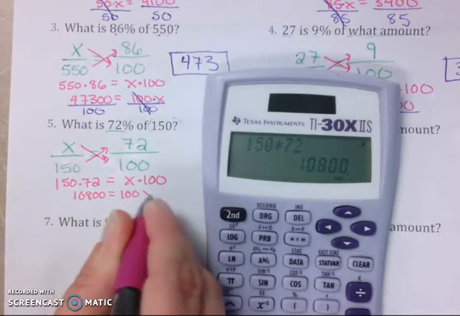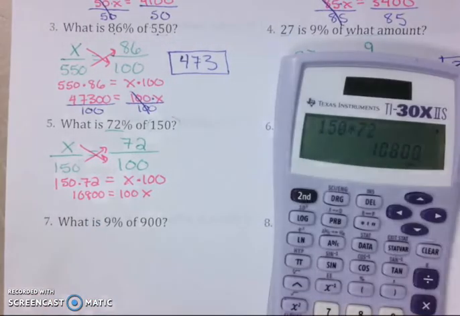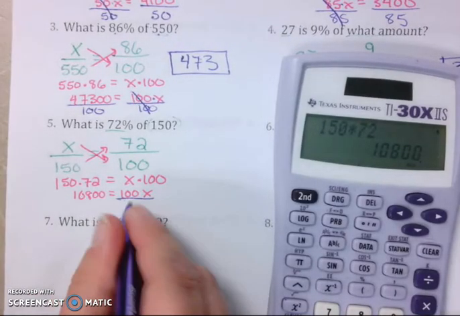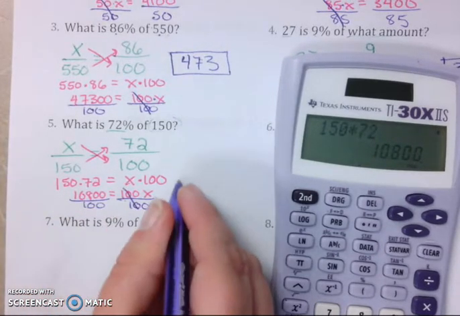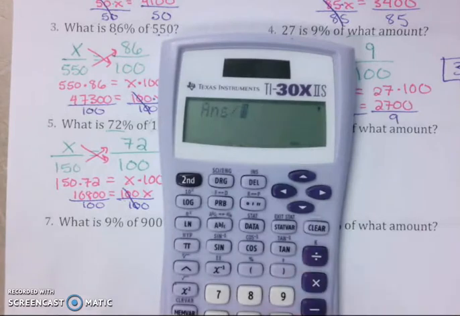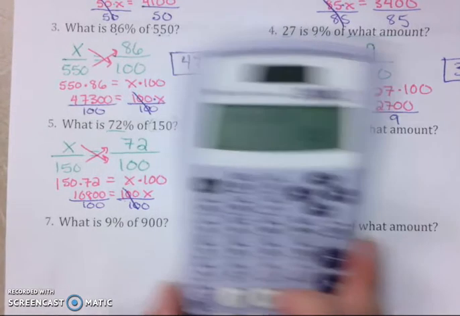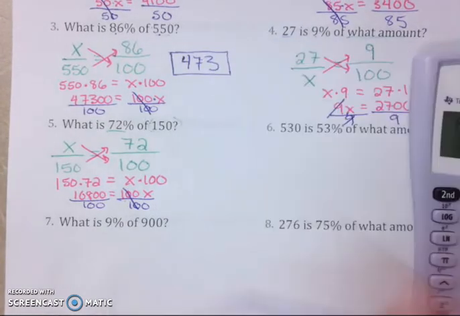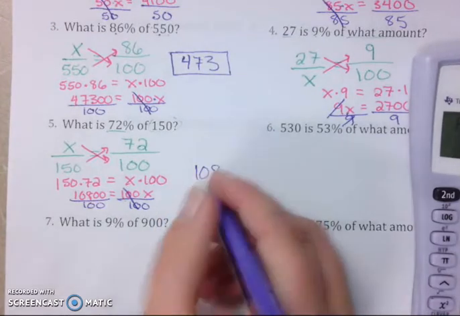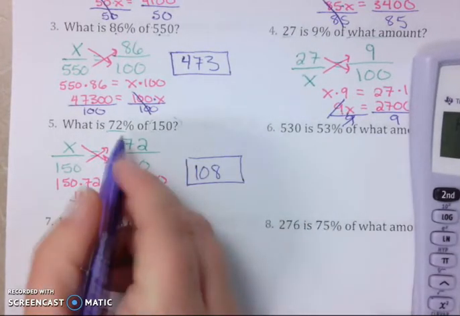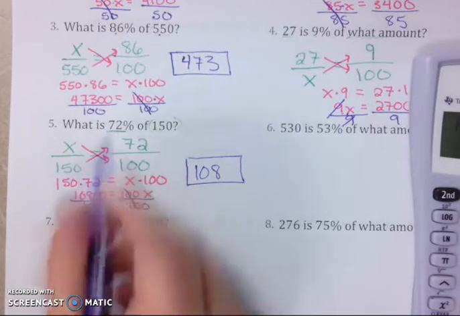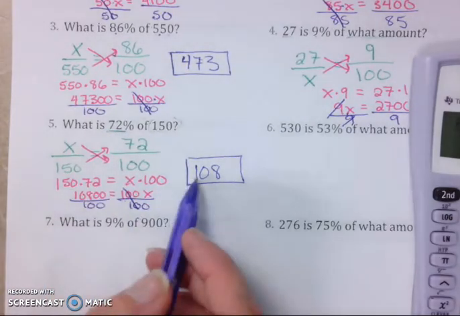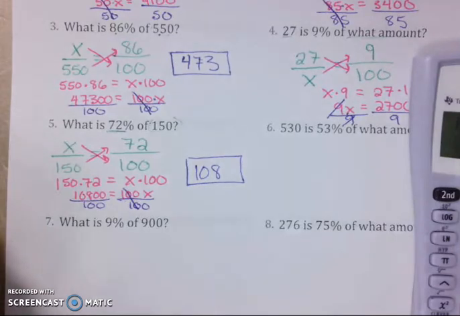And x times 100 is 100x. So to solve for x, we're going to divide by 100 on both sides, of course. And when I divide this by 100, I get 108. Now, does that answer make sense? 108 is less than 150, but over half. 72% is more than 50%, over half. So yeah, our answer makes sense.